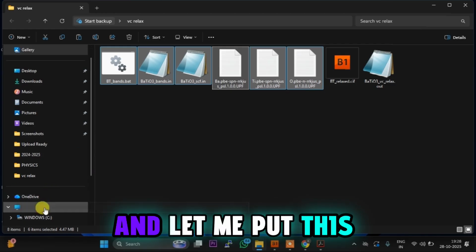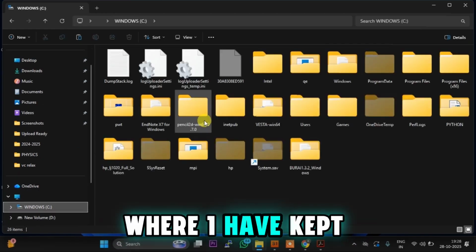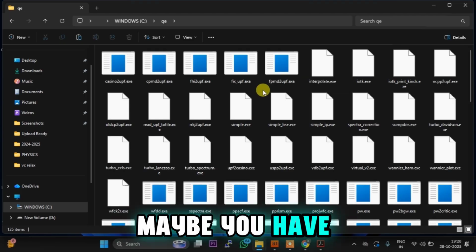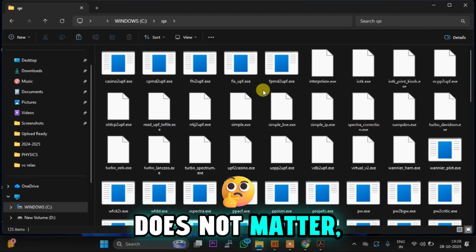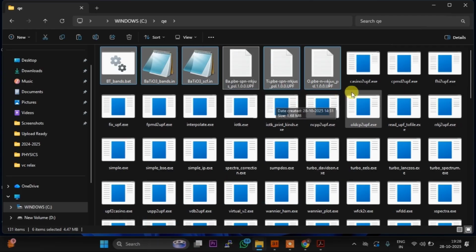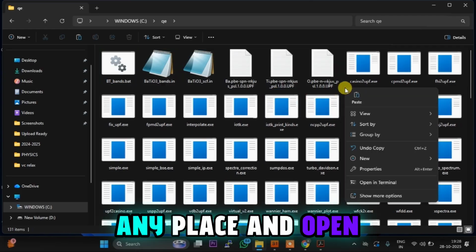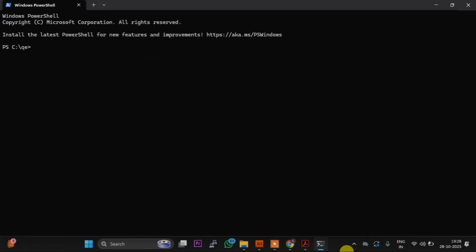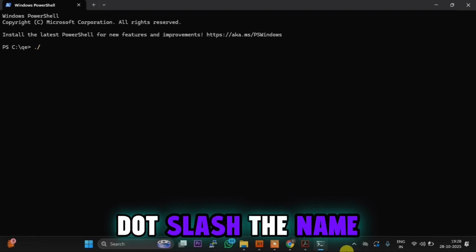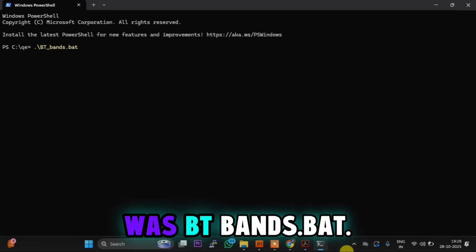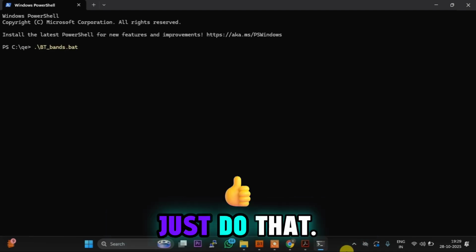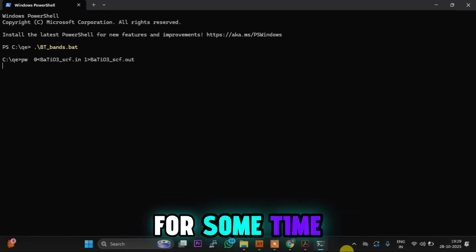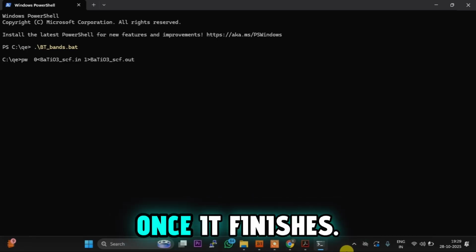And let me put this in the folder where I have kept the Quantum Espresso. I have kept it in C drive. Maybe you have kept it in another directory. Does not matter. Just paste it. Okay. Now right click at any place and open in terminal. Dot slash, the name was bt bands.bat. Just do there. So now it is running. Okay. So it will run for some time, and then we are going to come back once it finishes.